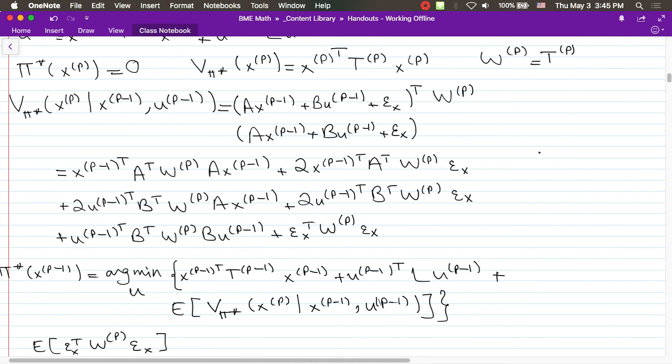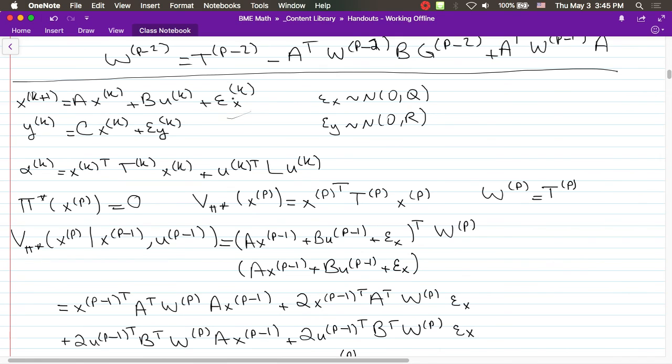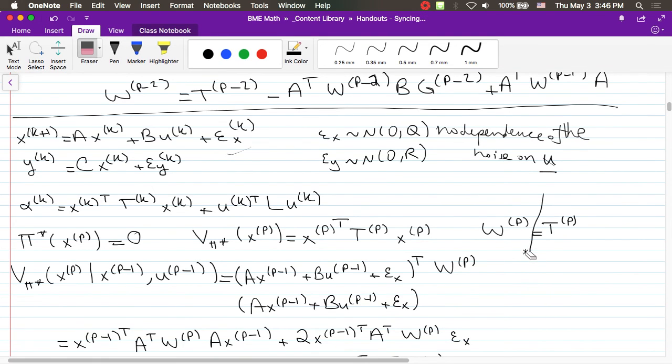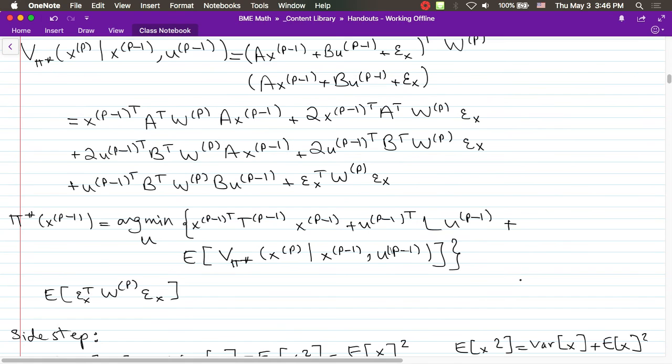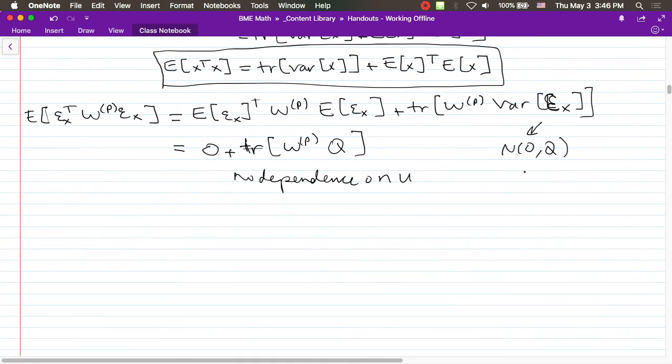That was the key part of this. This epsilon is noisy, but there's no dependence of the noise on U. And if that's true, whoa, then my solution doesn't change. What that means is that all the stuff that I just derived for you remains the same.